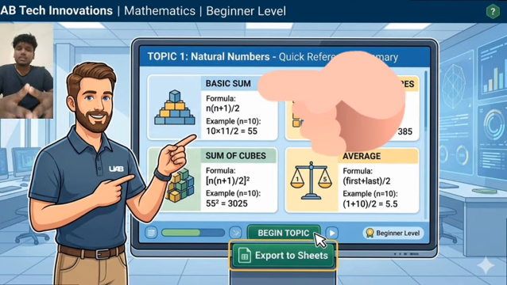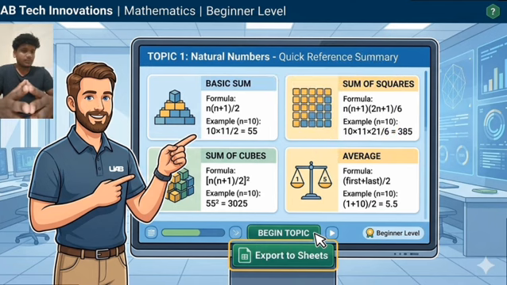In basic sum, we have to use one formula: n of n plus 1 by 2. For example, if you give n is equal to 10, you can use the value in the formula and get the answer. Natural numbers always start with 1. By mistake, if the number starts with 0, then it comes under whole numbers.